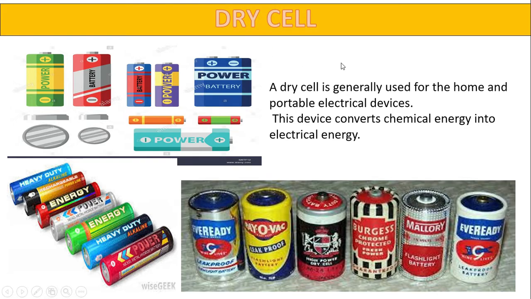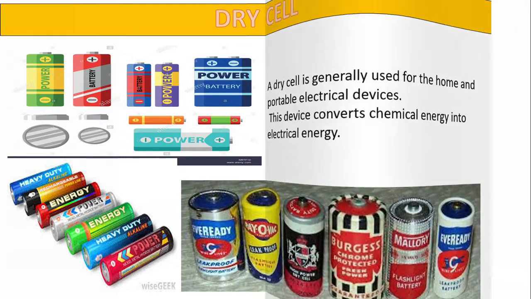A dry cell is generally used for home and portable electrical devices. These devices that we can see are of various sizes and shapes. What do they do? They convert the chemical energy stored in them into electrical energy. And this electrical energy is transferred into sound energy, heat energy, light energy, and so on, depending upon the appliances that we use.